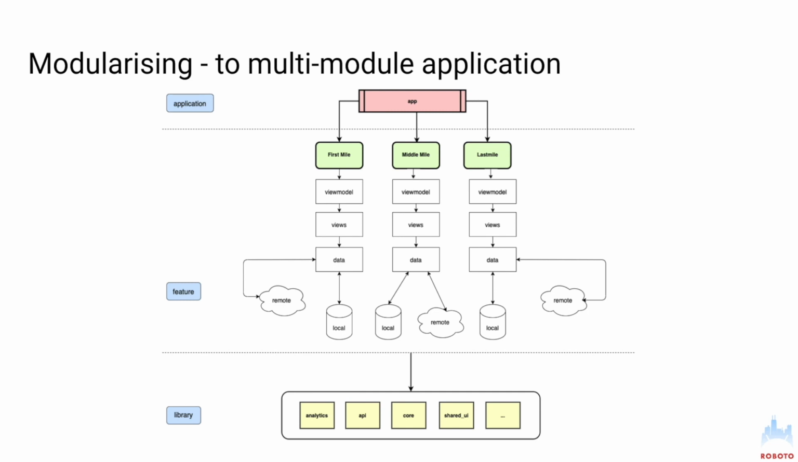For example, we have the shared UI, which contains the common views that can be used inside the app or across the feature modules. We also have analytics for tracking purposes. We have the APIs for network calls, and we have other libraries that can be useful and can be used inside the app.